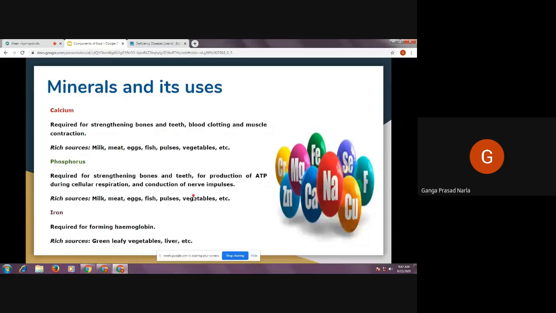Leaves need a chemical for becoming green in color. Similarly, our blood is red in color because of hemoglobin. So to form hemoglobin we need iron.